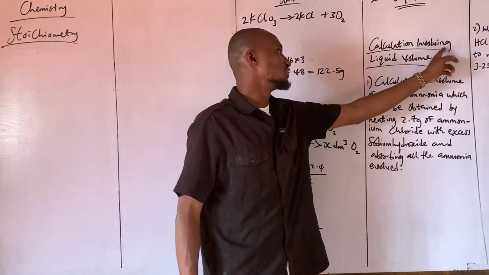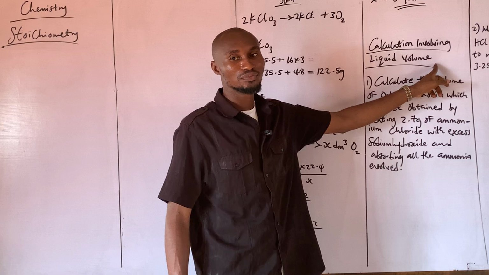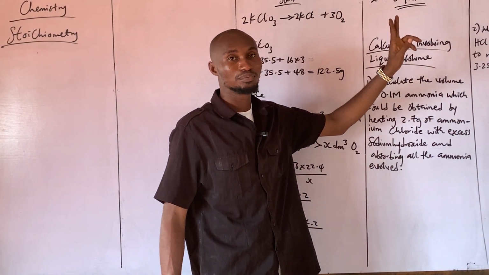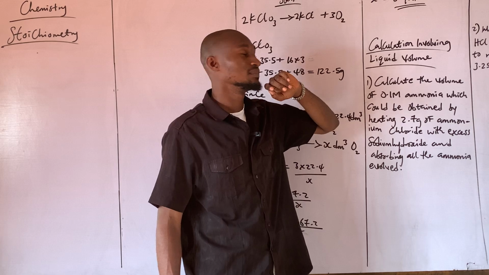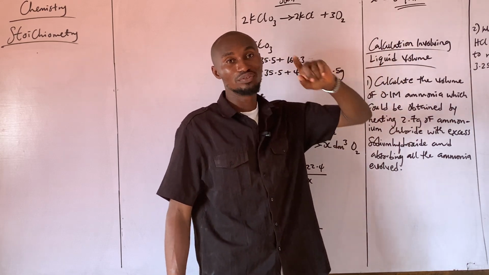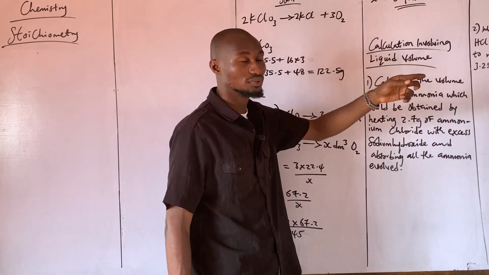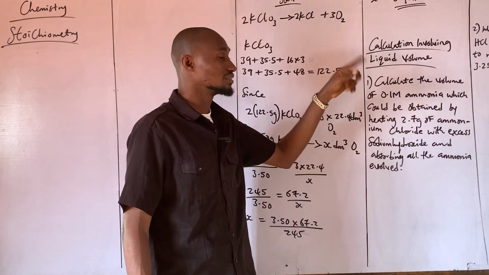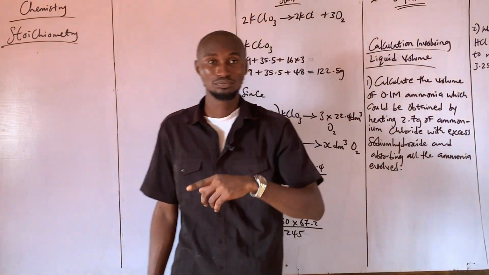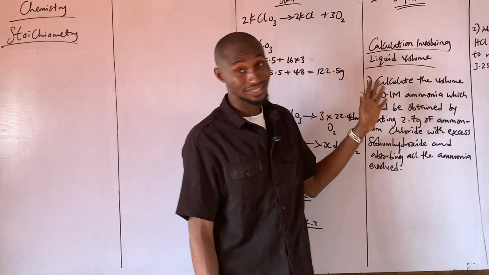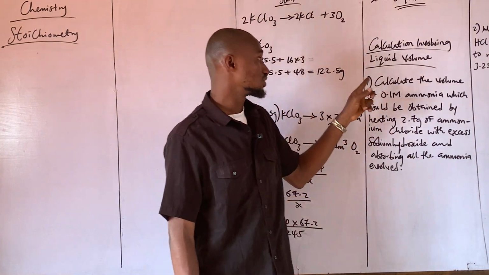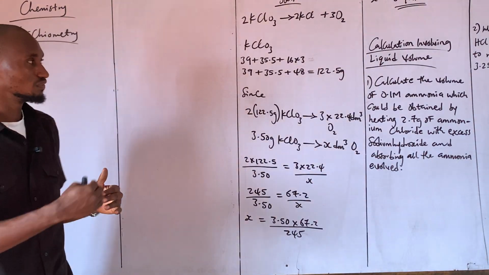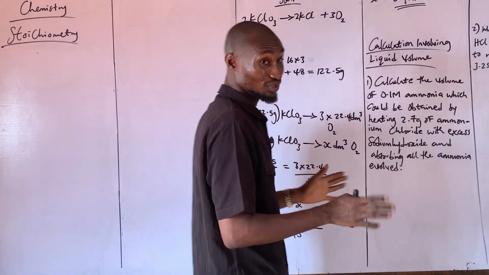Look at calculation involving liquid volume. This is the third type of stoichiometry. We've done the first type, which is calculation based on mole ratio and mass relationship. And we've also done calculation involving gas volume. Now we are in the third one, calculation involving liquid volume. After this, we venture into the last one, but not the least one.